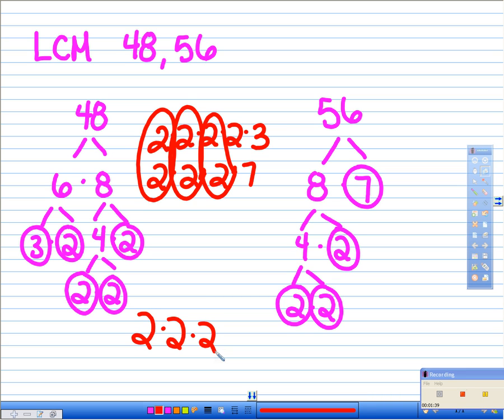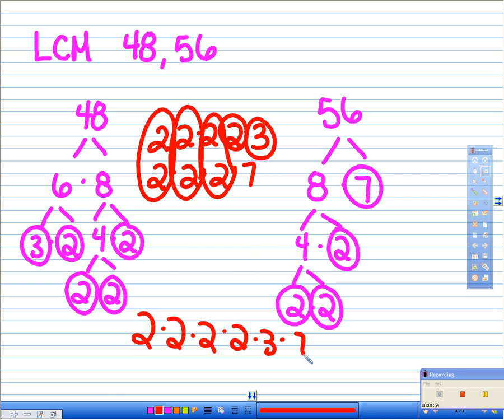What I'm going to do with those leftover numbers is just put them down once. So this 2, I bring down once. This 3, I bring down once. And this 7. This is where a calculator would come in helpful. If you can't do this on paper or mentally, this is one time that a calculator would be helpful.